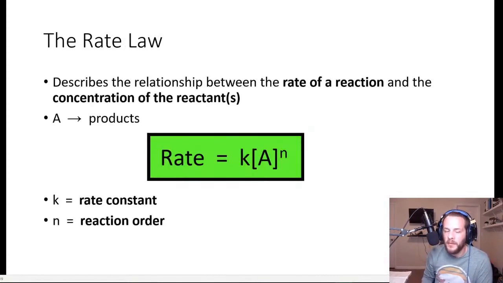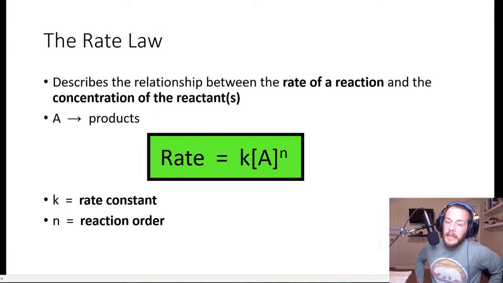It's time to talk about the relationship between the rate of a reaction and the concentration of the reactants. That relationship can be described by something called the rate law.